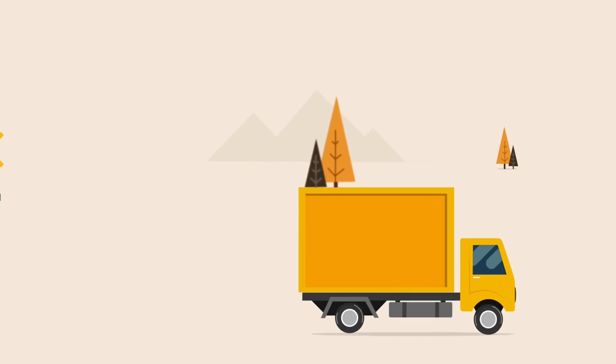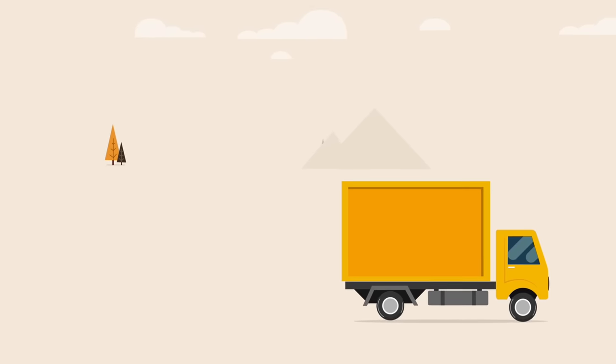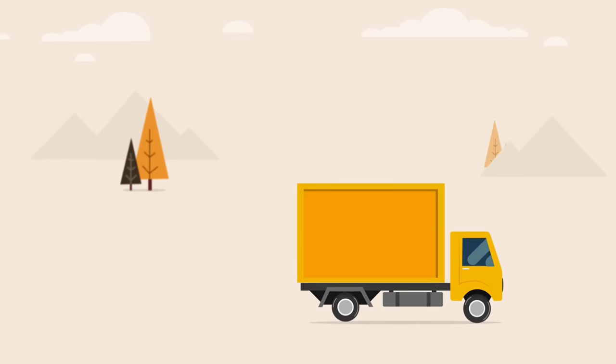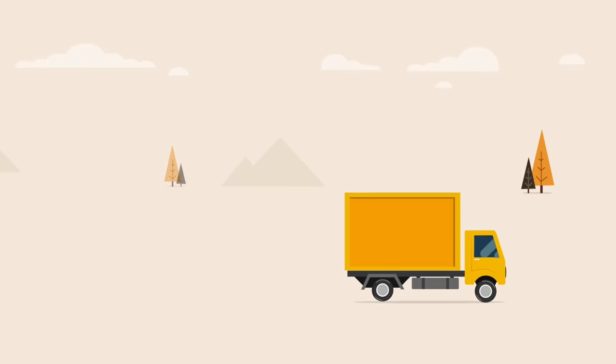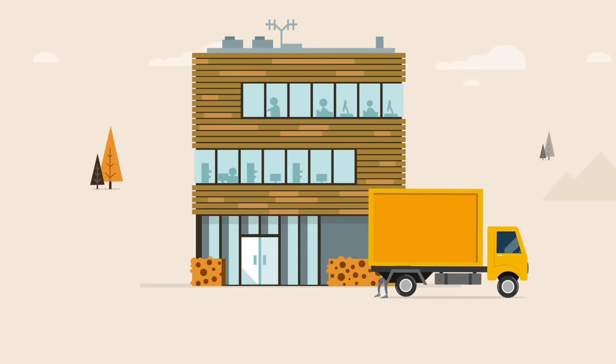OfficeFurniture.com offers free shipping on all items. Our shipping methods vary based on the products being delivered and your specific needs. Most office chairs and other small items will be shipped by a package carrier such as FedEx or UPS. The driver will deliver these products to your door or loading dock.